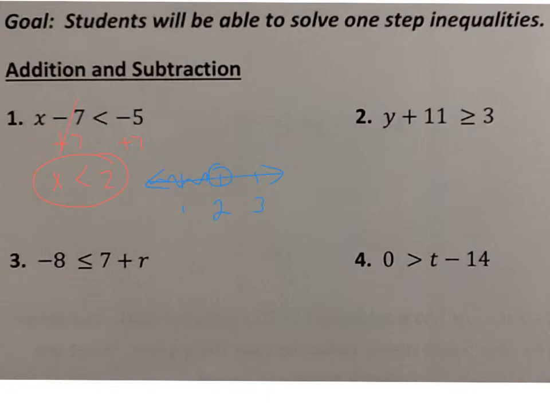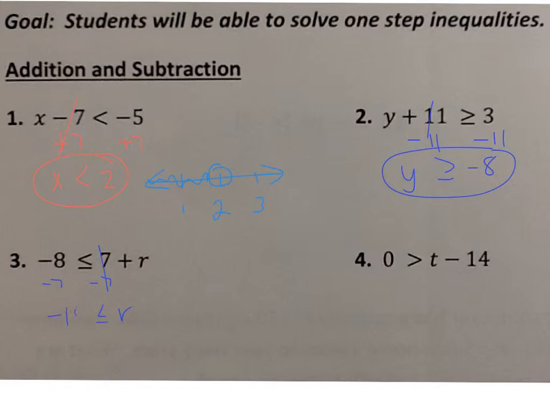Alright, number 2, y plus 11 is greater than or equal to 3. So to get y by itself, we would subtract 11 from both sides. And we get y must be greater than or equal to negative 8. This next example, notice that the variable is on the right. We go through the same procedure. We're going to subtract the 7 from both sides because 7 is with the r.